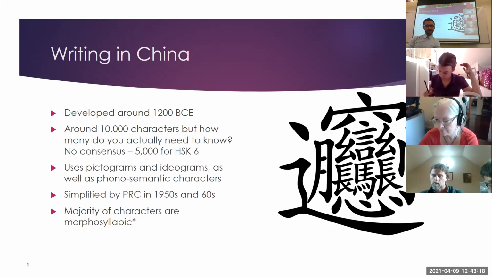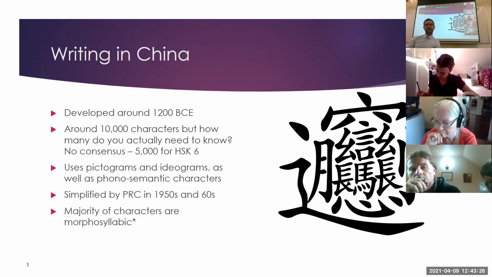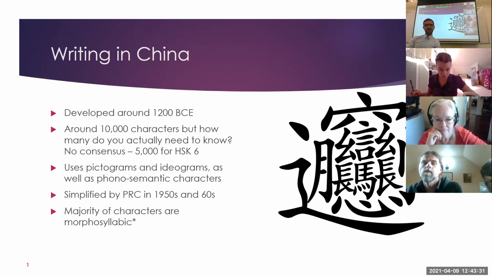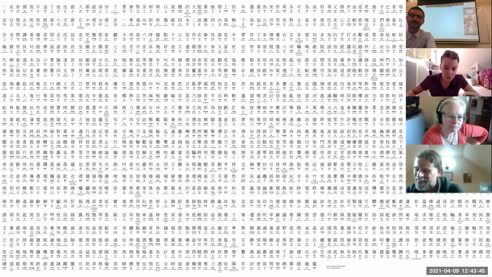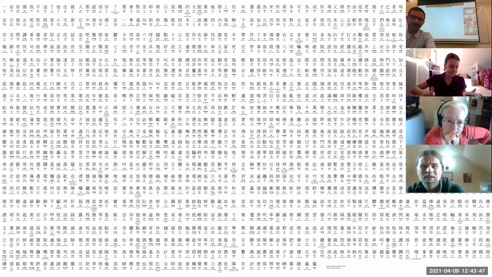So yeah, it uses pictograms and ideograms, but it also has phonosemantic characters. As a lot of people probably know, it was simplified by the government in the 50s and 60s. And the majority of the characters are morphosyllabic. And this is just an example of the 1,500 most important characters that you're supposed to know. So I can come back to that later if anybody wants.